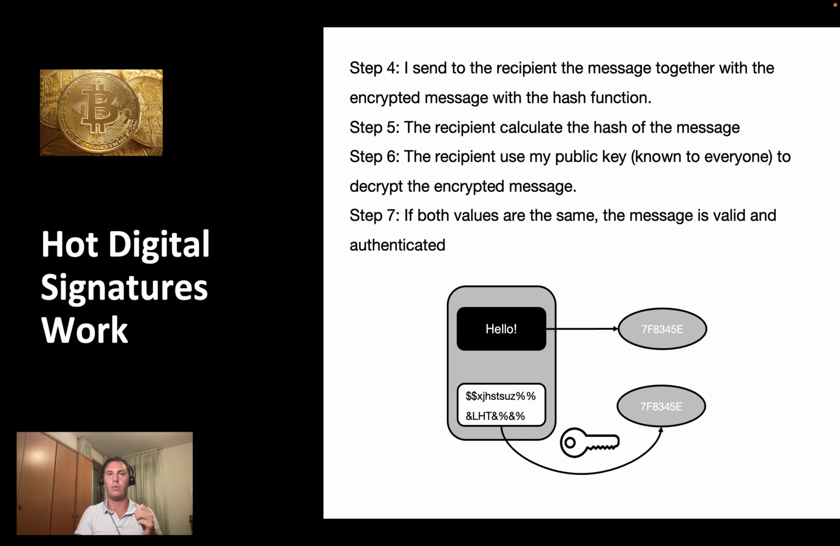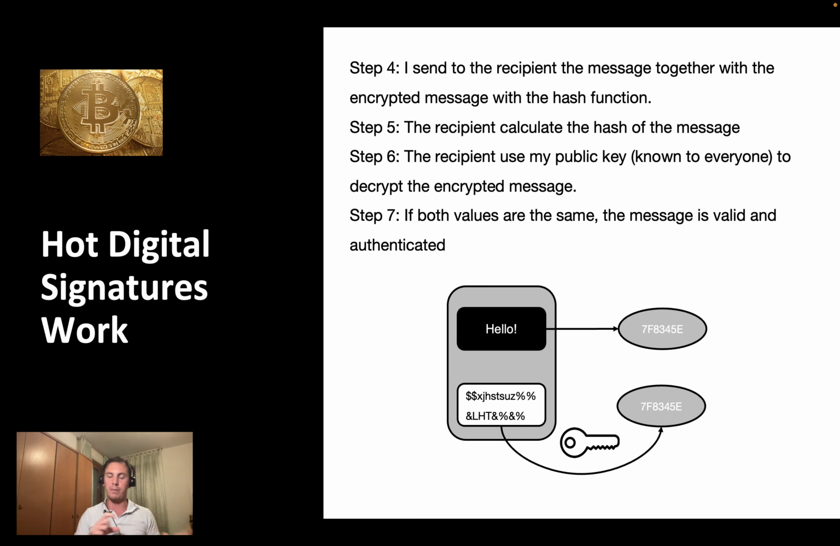And let's see why. Now the message is sent to the recipient, and the recipient receives the hello plus the encrypted hash. The recipient will then calculate the hash function of the message hello, and then use my public key, which is known to everyone, to decrypt the encrypted hash, obtaining again a hash. If both hashes are the same, then the message is authenticated, because it can only have been written by someone who owns the private key.